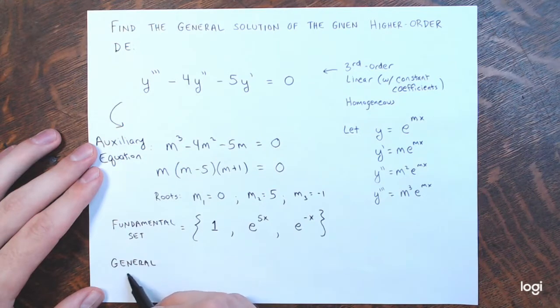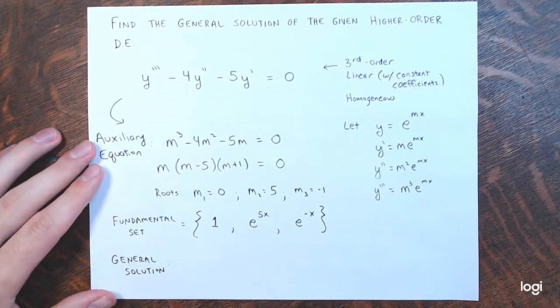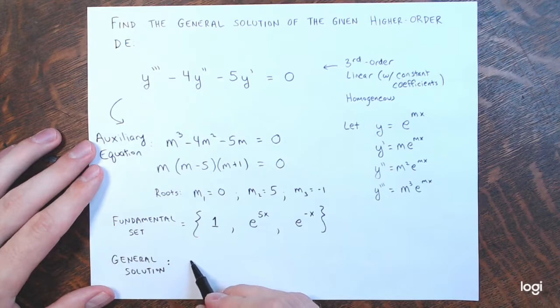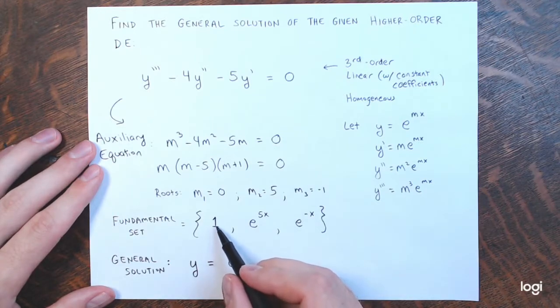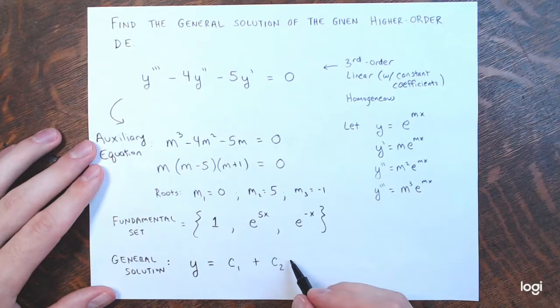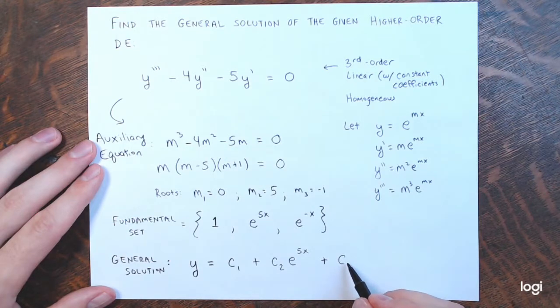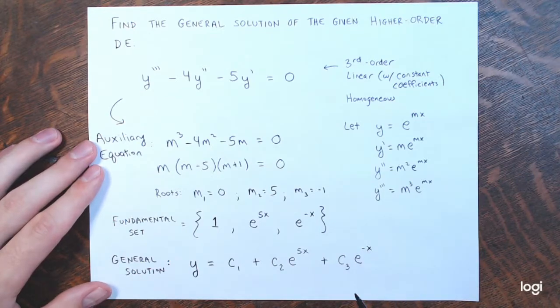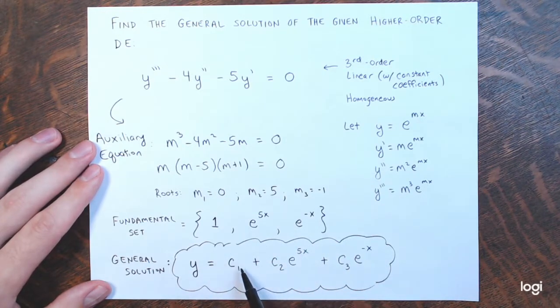Remember, the general solution is just any linear combination of the solutions from the fundamental set. So the general solution to this differential equation is y equals some constant, say c1 times 1, so just c1, plus some other constant, c2 times the second solution here, e to the 5x, and finally plus some other constant, c3 times the third solution in the fundamental set there, e to the -x. And here we go, right? And c1, c2, and c3 can be replaced with any real number you wish.